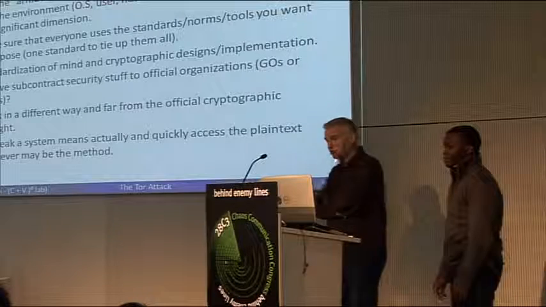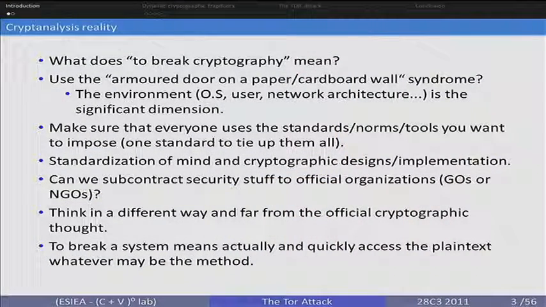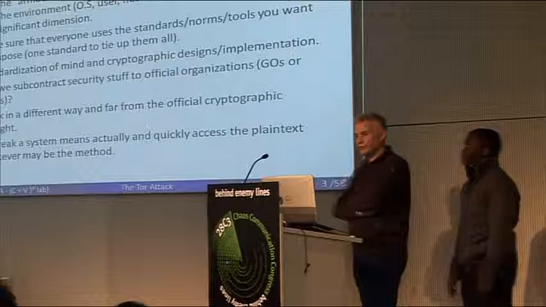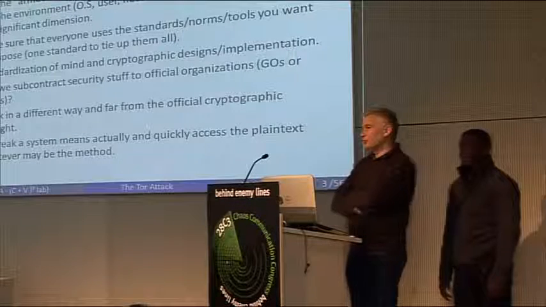And most of the time, people speak about breaking cryptography. But in fact, most of the time, we think about using huge time-consuming exhaustive search, which is, of course, for modern cryptographic systems, quite impossible or totally impossible. But most of the time, we observe the situation of an armored door on a paper or cardboard wall. So why bother to try to break the door if you can go through the window, find the key under the carpet, or even crush the wall? So we have to take the environment in a very broad sense, the operating system, the users, the network architecture, the protocols, to determine whether it is possible to exploit them to bypass cryptography.